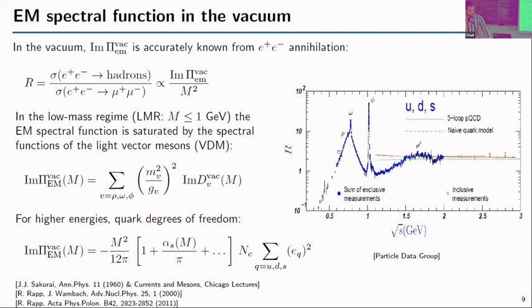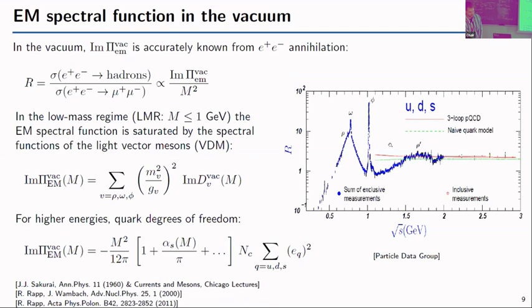Okay, so how can we calculate or obtain this EM spectral function? Well, in the vacuum, it's actually accurately known experimentally from e+ e- annihilation, which you see here. So this is this famous R ratio where you have the cross section of e+ e- going into hadrons over the cross section of e+ e- going into muons, which is directly proportional to this EM spectral function. And you see the R ratio plotted here, taken from the Particle Data Group.